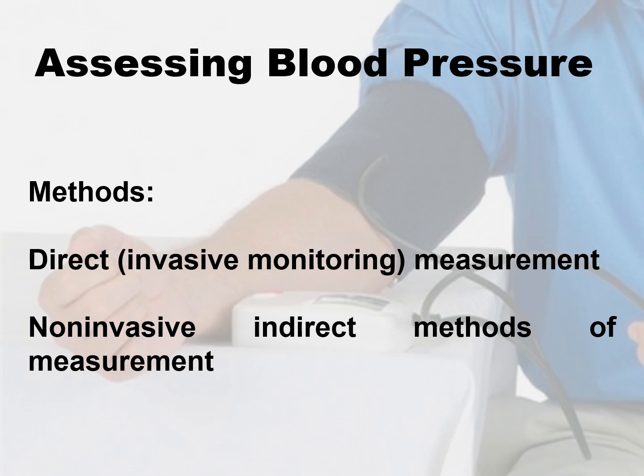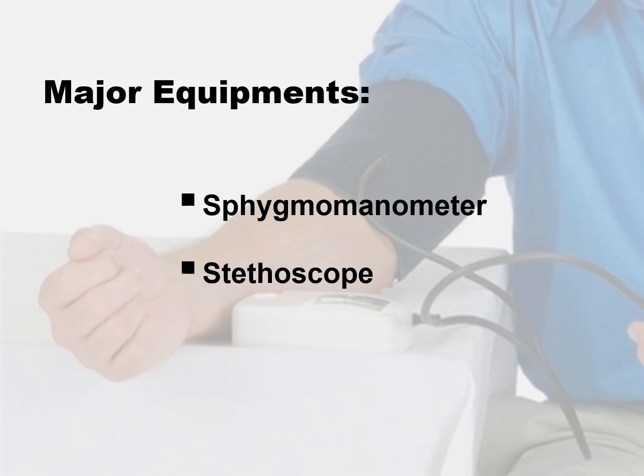Because of the risk of sudden blood loss from an artery, invasive BP monitoring is used only in intensive care settings. The common indirect method requires a sphygmomanometer and a stethoscope. Auscultation or palpation with auscultation is the most widely used technique. So the blood pressure equipment that we're going to use is the sphygmomanometer and the stethoscope. Before assessing the blood pressure, make sure that you are comfortable using the sphygmo and the stethoscope.